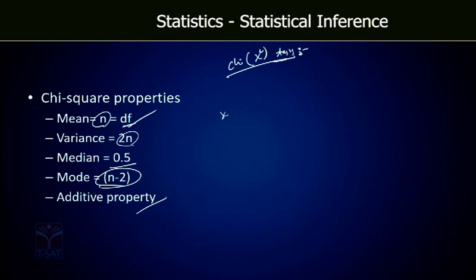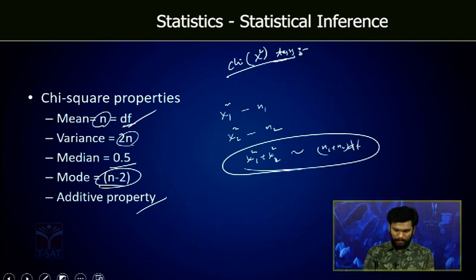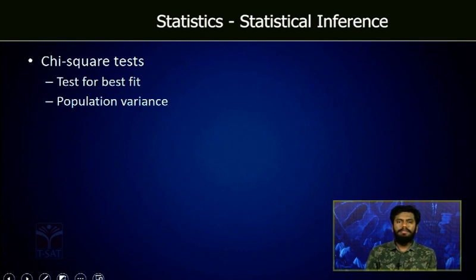Let us consider one chi-square distribution which has n1 degrees of freedom, and a second chi-square distribution which has n2 degrees of freedom. Now chi1 square plus chi2 square will also follow a chi-square distribution with n1 plus n2 degrees of freedom. That is very important. The additive property is satisfied in the chi-square distribution. You have to remember the mean, variance, median and mode also. Okay. Next we will see what the tests based on the chi-square distribution are.